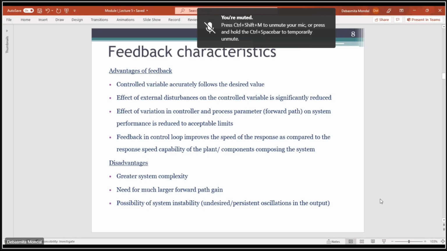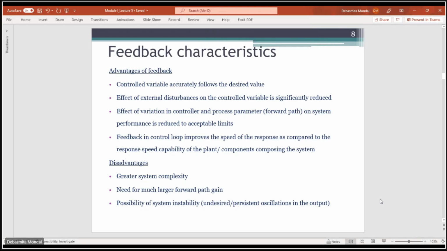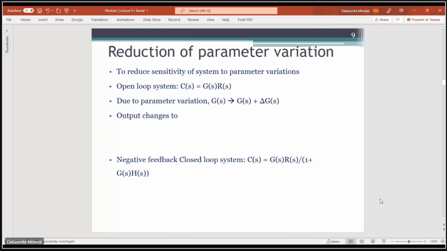Also there is some possibility of system instability. Because of the feedback, there can be certain oscillations in the output which are in some cases not desirable. Okay, so now whatever we have told till now, we'll see how we can verify these things. First we'll see how using a feedback in a control system will help in reduction of parameter variation.